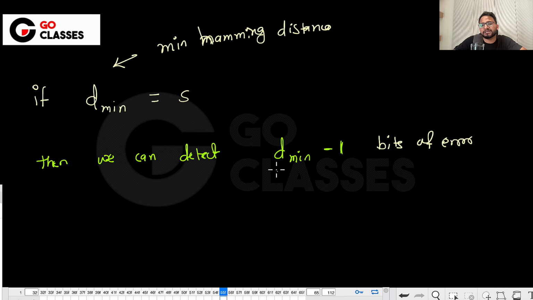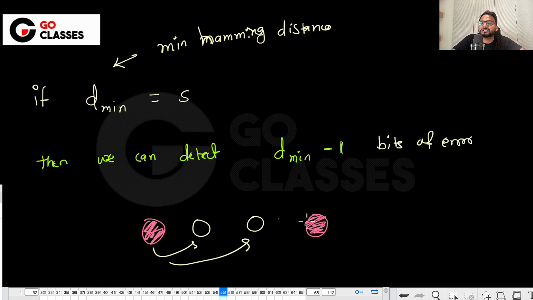You don't have to remember these things. Okay, minimum Hamming distance is 3, which means what? These are the 2 invalid in between. Let's suppose this is valid, and this is valid. Then minimum Hamming distance 3 means this is 1, 2, 3. Minimum Hamming distance 3 means 2 invalid in between. Then how many bits of error you can detect? 1 and 2. That's all.